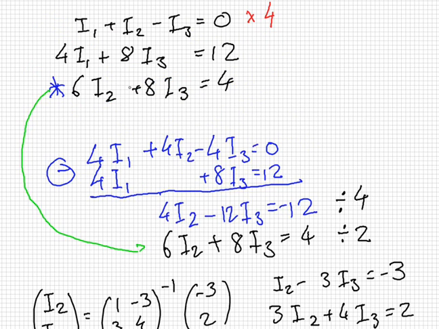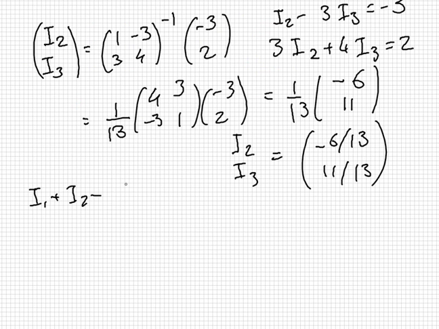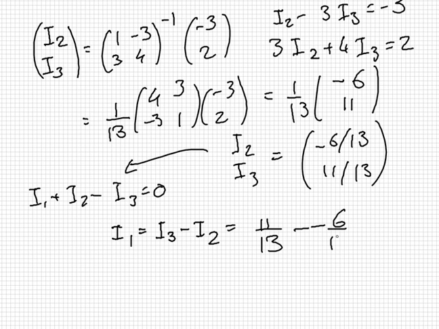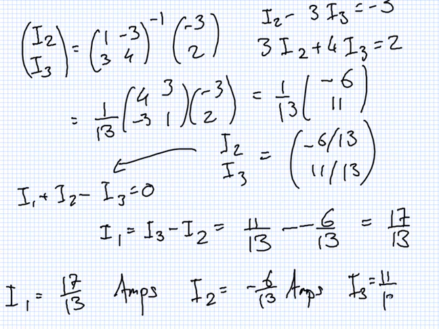But don't forget here, I1 plus I2 minus I3 equals 0. So you can find I1, because I1 plus I2 minus I3 equals 0. This means I1 equals I3 minus I2, which equals 11 over 13 minus 6 over 13, which is 17 over 13. So I1 is 17 over 13 amps. I2 is minus 6 over 13 amps. And I3 is 11 over 13 amps.